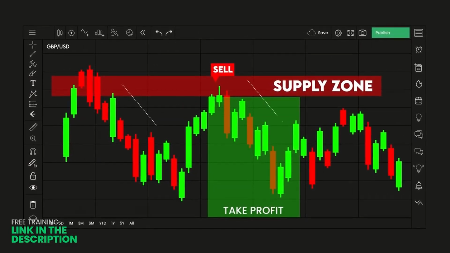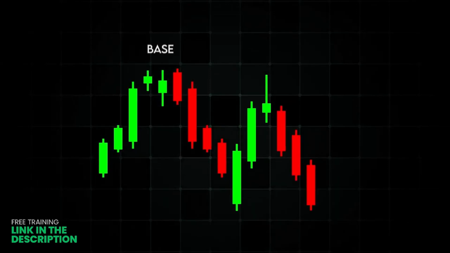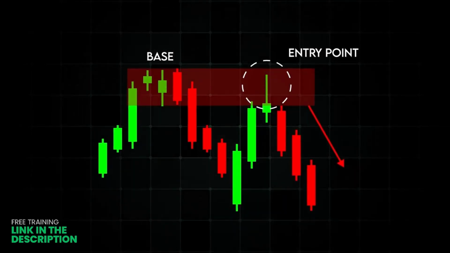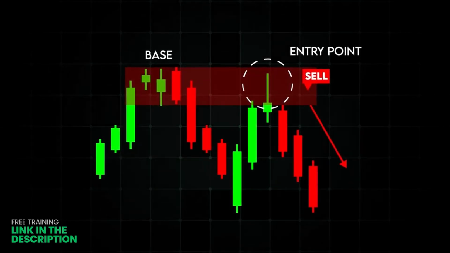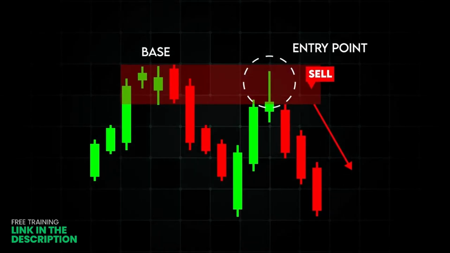Understanding the types of zones can further refine your trading. Supply reversal zone, rally-based drop. This zone forms after the price makes a significant upward move, stalls or consolidates, and then begins a sharp decline. This pattern suggests sellers overpowering buyers, creating a strong selling area.